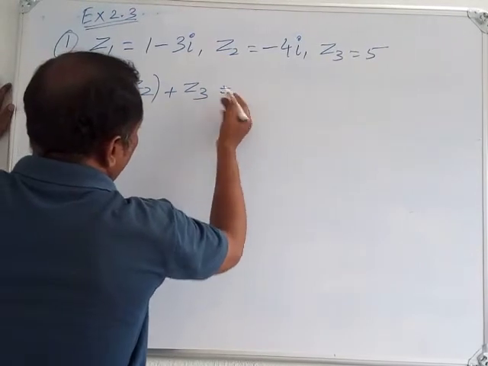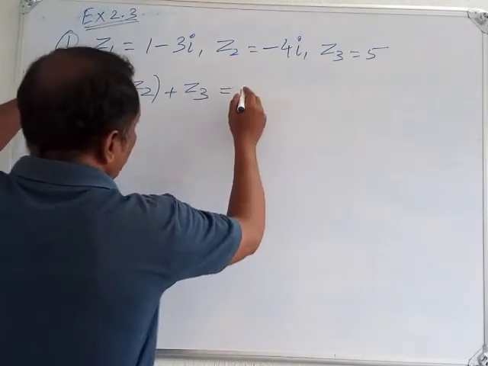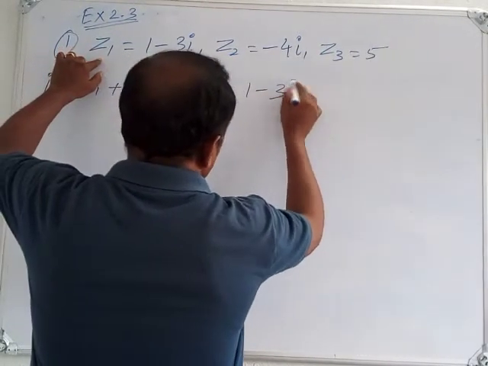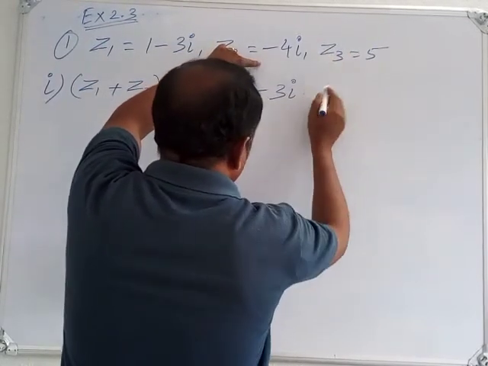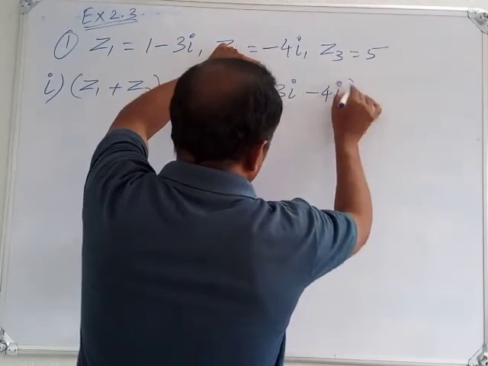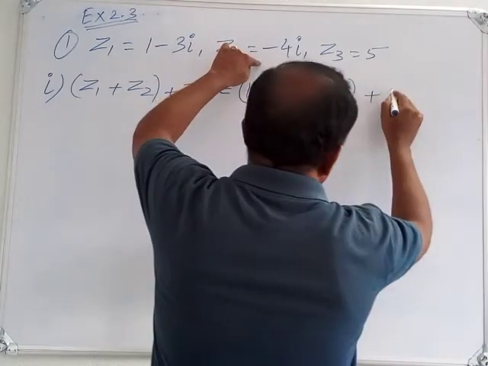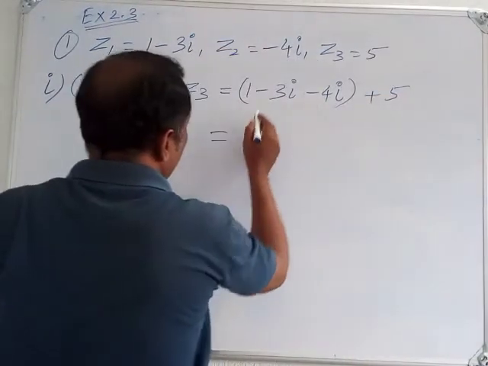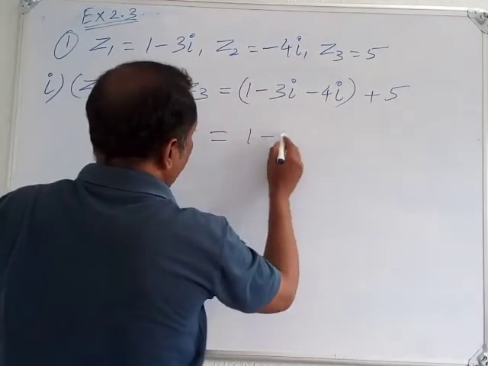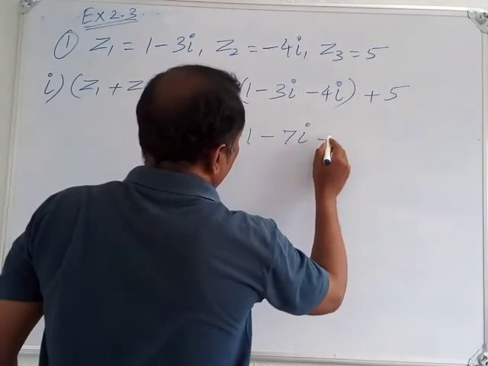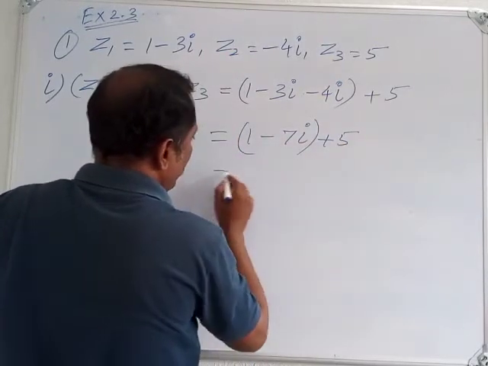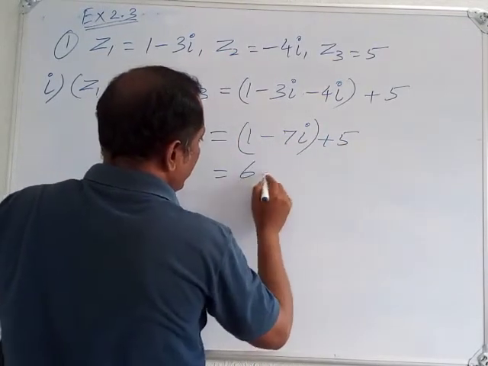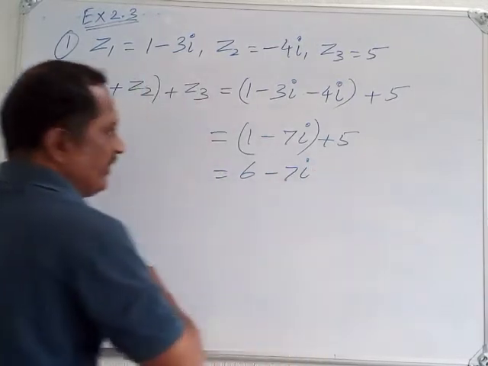This value is equal to z1, 1 minus 3i, plus z2, z2 is minus 4i, so minus 4i, plus z3 is 5, which is equal to 1 minus 7i plus 5. Adding 1 plus 5, 6. So the answer is 6 minus 7i.